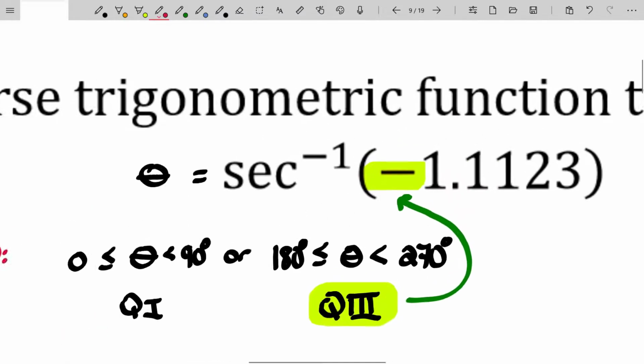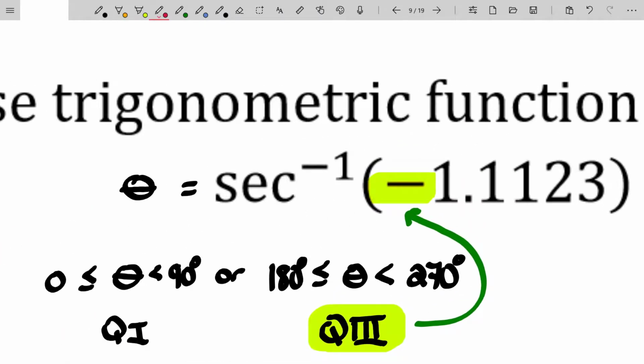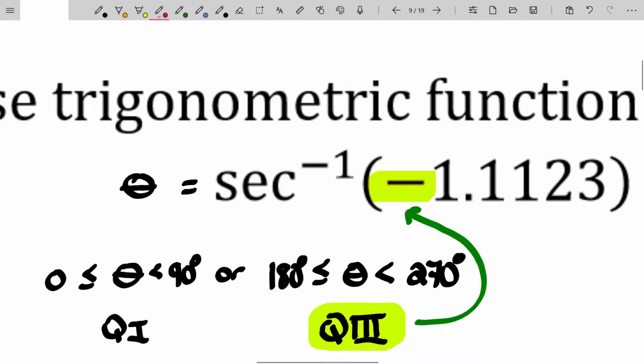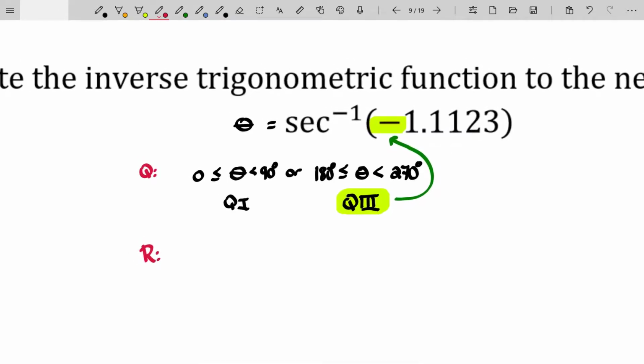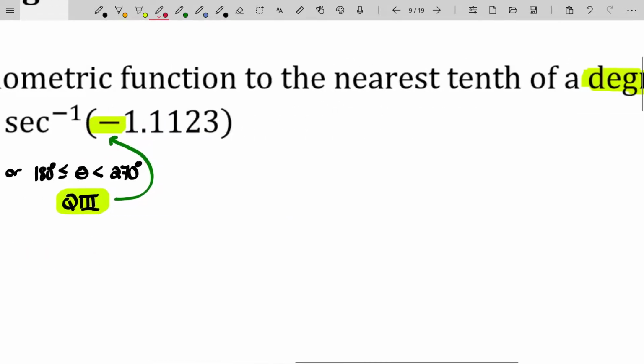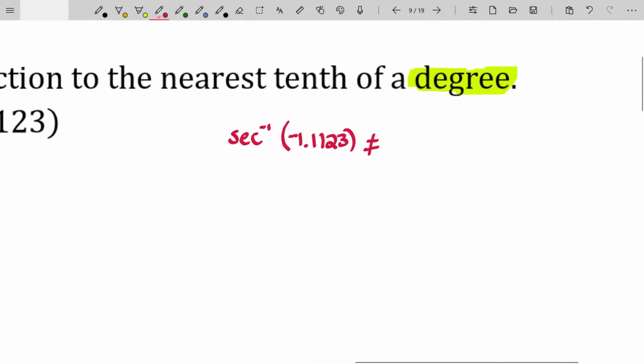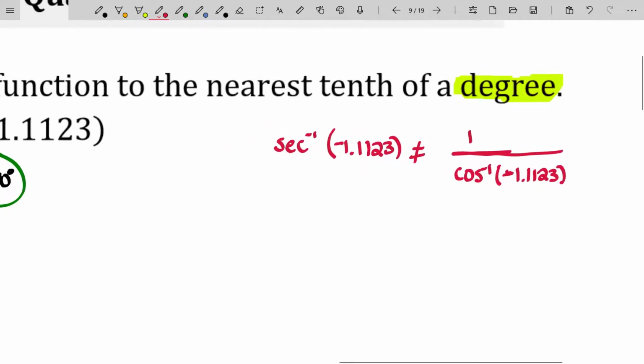The sad fact is that there is not a calculator that has a secant inverse button on it. They have cosine inverse buttons, but not secant inverse buttons. So we are going to have to rewrite this in terms of cosine. Now, I do want to mention off to the side, because this is critically important, I'll see students make this mistake all the time. The secant inverse of, in this case, negative 1.1123 is not 1 over the cosine inverse of negative 1.1123. It's just not the same thing. So you cannot do that.